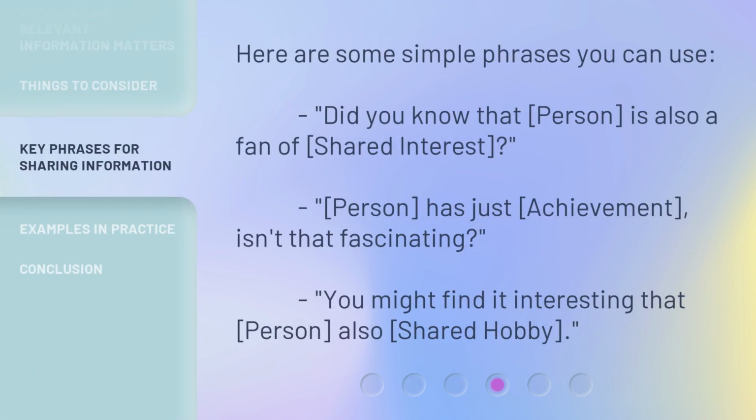Here are some simple phrases you can use. Did you know that person is also a fan of shared interest? Person has just achievement. Isn't that fascinating? You might find it interesting that person also shared hobby.